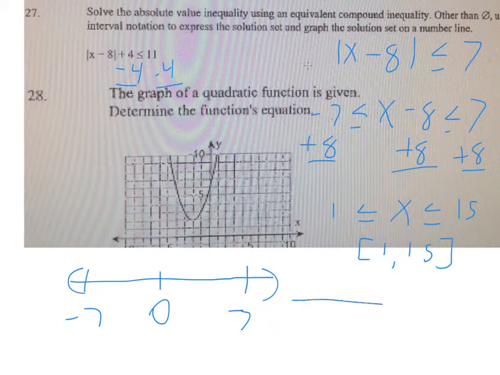On the real line, to graph it, you'd put a bracket at 1 and a bracket at 15, and it'd be everything in between.